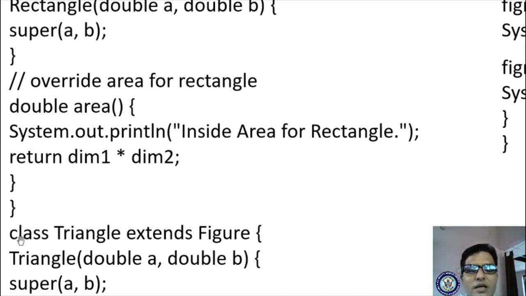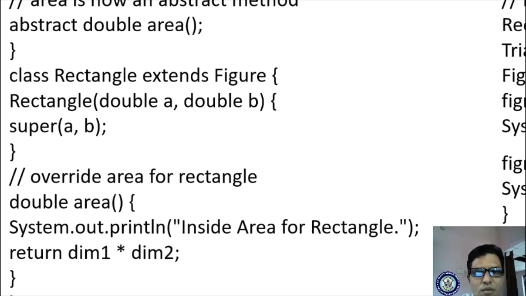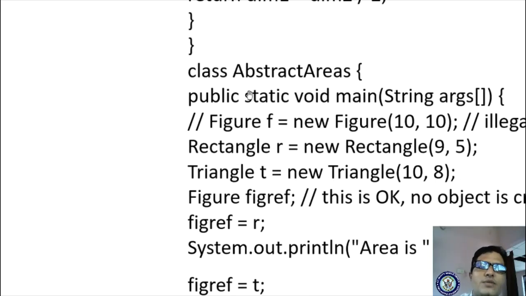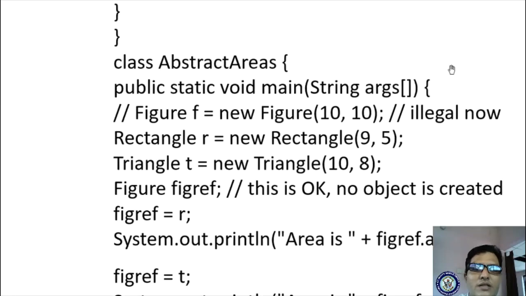Now we are taking the class triangle extends figure, so through this you can access the base class. Now triangle(double a, double b) is also a constructor, and through it the base class constructor is initialized. Here the method double area exists, and it also exists in your base class. For the area of a triangle, as we know, half into length into breadth, we implement that code. And now class AbstractAreas, where the main method exists.